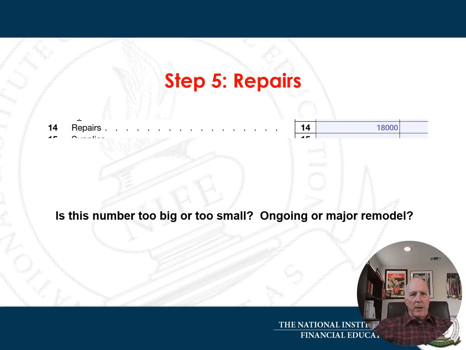Step 5, repairs. This can be an eye-opener. There's no hard and fast rule here, but a couple of things concern us. Too much. Is it really, really high? What's going on? Is this a symbol of this home is deteriorating and they're spending a ton of money? Or if it's zero, that can be a problem too.